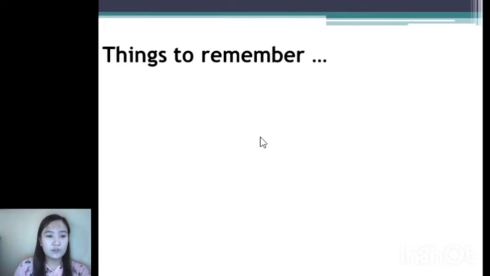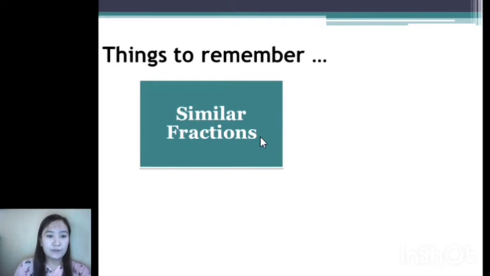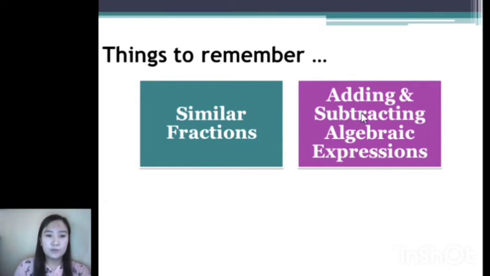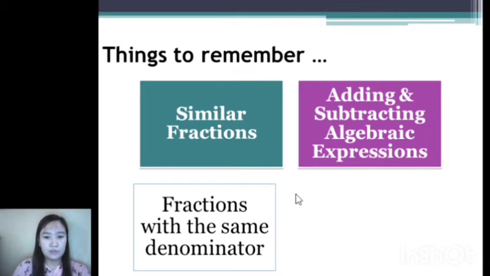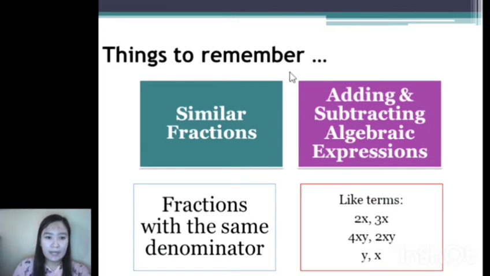Here are the things to remember. We have similar fractions and the rule in adding and subtracting algebraic expressions. So what are similar fractions? Those are fractions with the same denominator. What is the rule in adding and subtracting algebraic expressions? It must be like terms.